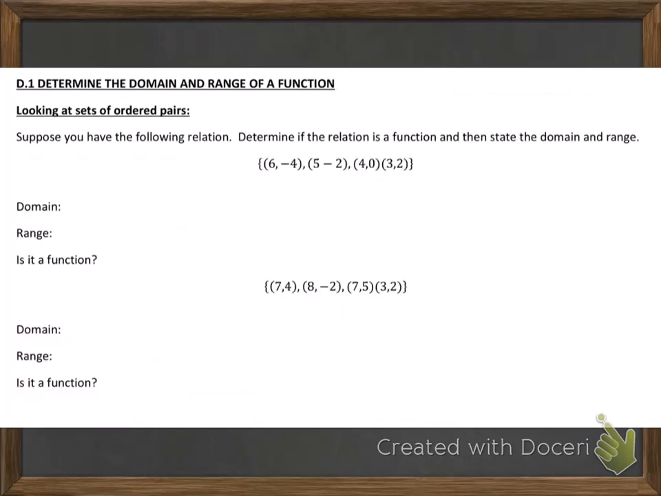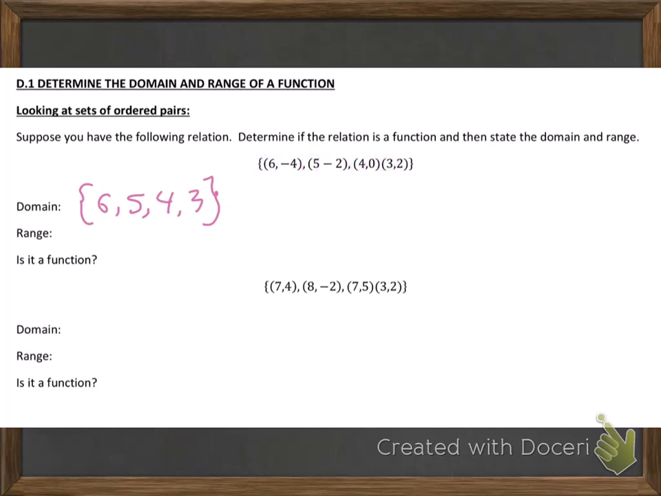Let's begin. Let's practice determining the domain and range of a function given a set of ordered pairs. Suppose you have the following relation. Determine if the relation is a function and then state the domain and range. So first of all, what is the set of all x values? Well, the set of all x values is 6, 5, 4, and 3. So the way we write that for the domain is 6, 5, 4, 3. So those are the set of all x values for the function.